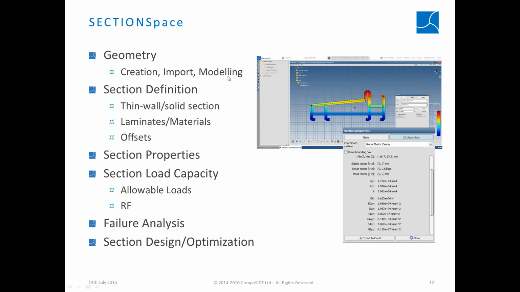Section Space is the module we spend a good part of the live demonstration on today. It allows you to basically create, import, or model your own two-dimensional sections or beams. Those can be defined as thin-walled or solid sections, and you can apply either materials or layered laminates directly from within Section Space to any of the sections you design. You can also review anything in terms of section properties, load capacities, allowable loads, reserve factors. In essence, if you are used to working with conceptual design or BIM models, it allows a very quick and fast design and optimization process.